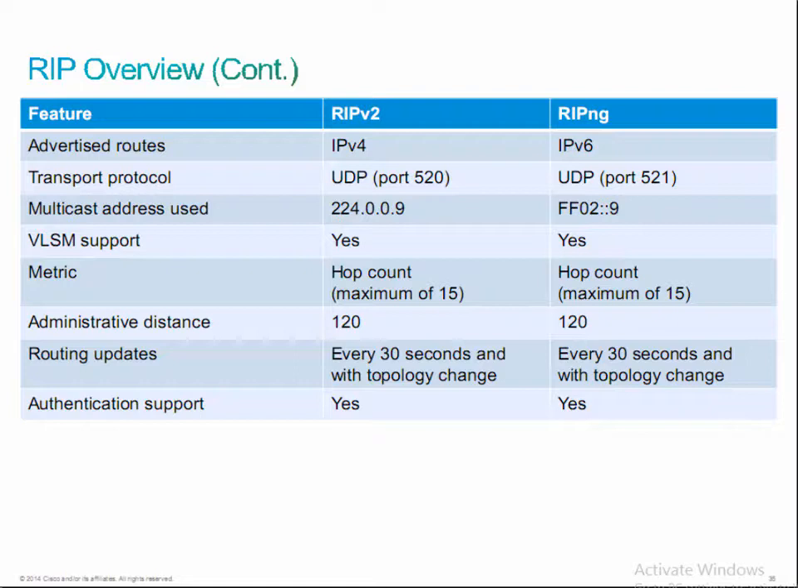Routing updates are sent out every 30 seconds periodically, which is ridiculous because I should only send out routing updates when something changes. So routing updates are sent out periodically or whenever there is a topology change. That's called a triggered update. Otherwise, I'd have to wait X amount of seconds for the update to propagate. Both of these protocols support authentication.